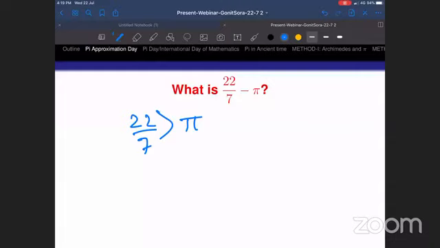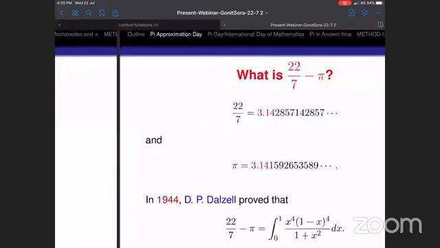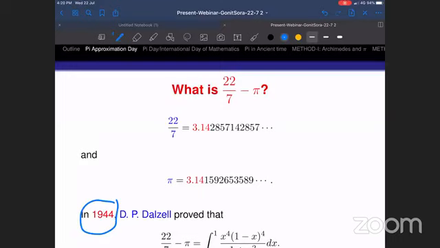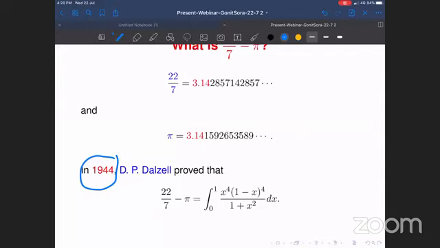And this was only proved in 1944 by D.P. Dalzell, that 22/7 minus pi is nothing but this integral. In the limits 0 to 1, this integral of x to the power 4, 1 minus x to the power 4 over 1 plus x squared is positive, non-negative. So you see that this whole thing is greater than 0.